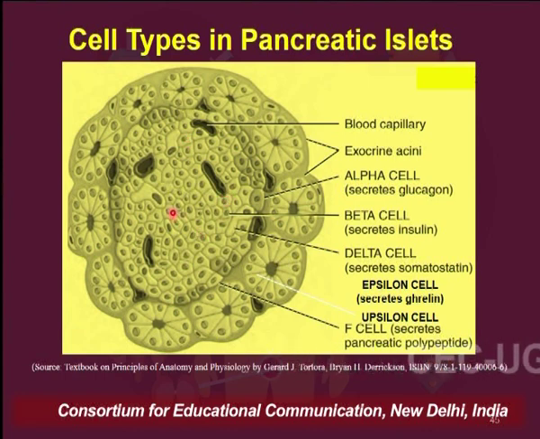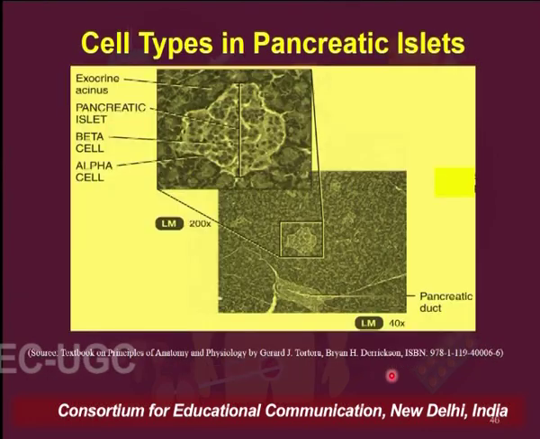There are different types of cells like alpha cells, beta cells, delta cells, epsilon cells and F cells. If you want to identify each cell, you have to perform immunohistochemistry, because just by looking at a hematoxylin eosin staining image, you cannot make out which cell is alpha and which cell is beta. The alpha cells are responsible for the secretion of the hormone glucagon, while beta cells secrete insulin, delta cells secrete somatostatin, epsilon cells secrete ghrelin, and F cells secrete pancreatic polypeptide.